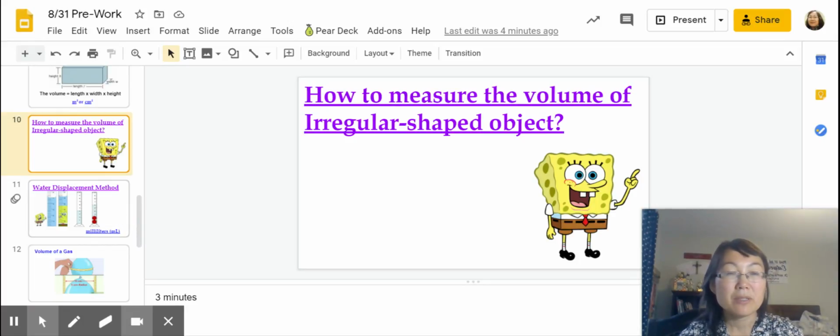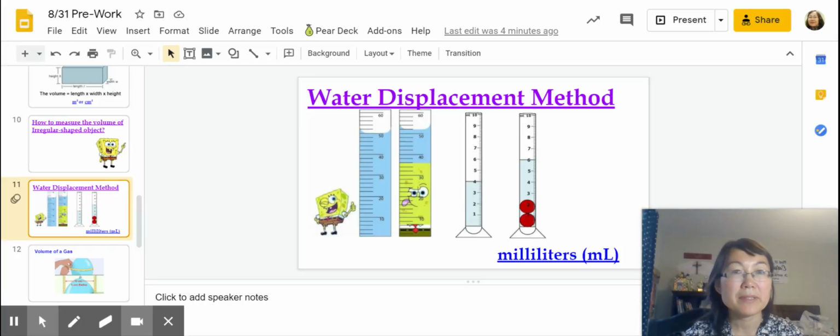What we do is we use the water displacement method. What is the water displacement method? If we have a small object we can fit into this graduated cylinder, what we do is put some water in here first. For example, in here it's filled up to 4 milliliters of water, and then we put these two marbles into this graduated cylinder. Then after we put the objects in there, the water will rise.